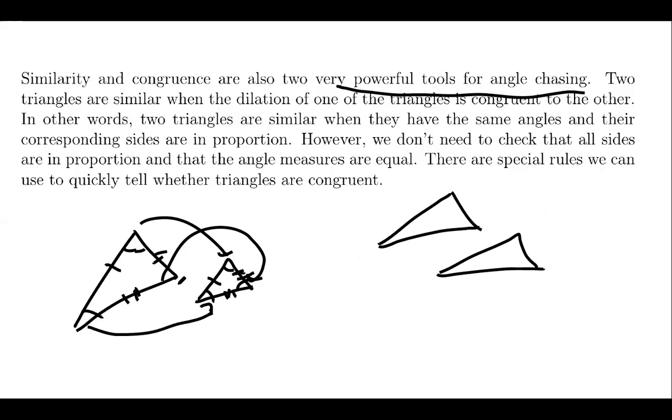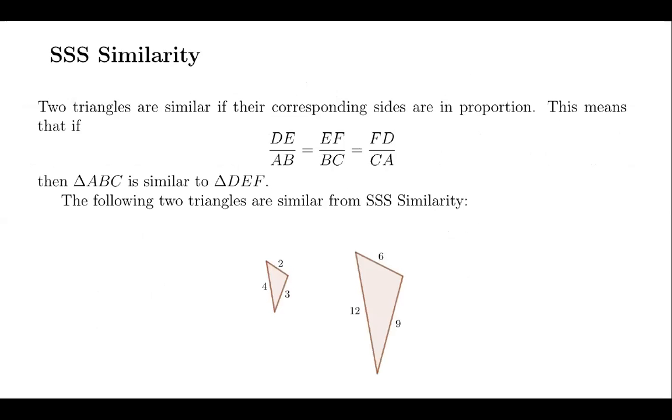So even though we have this criteria for similarity where all of the angles and all the sides must be in proportion, we don't actually have to check all of them all the time because there are some special rules we can use to find it out pretty quickly. And we'll just go over them real quick. The first one is SSS, and S stands for side. So two triangles are similar if their corresponding sides are in proportion.